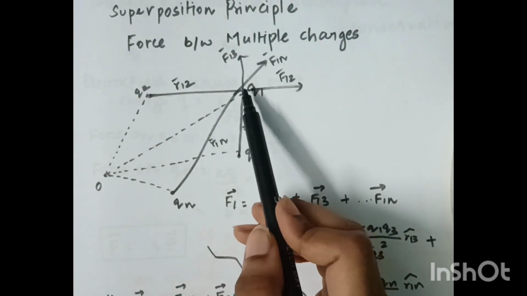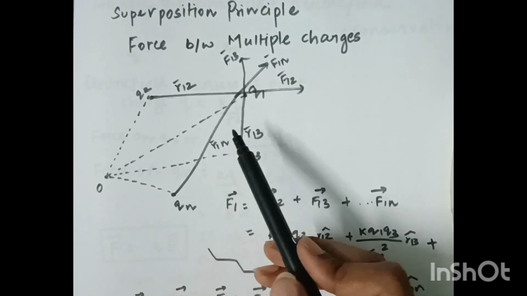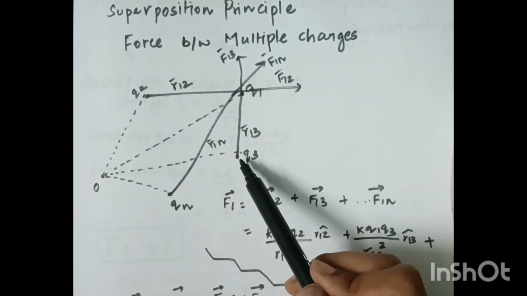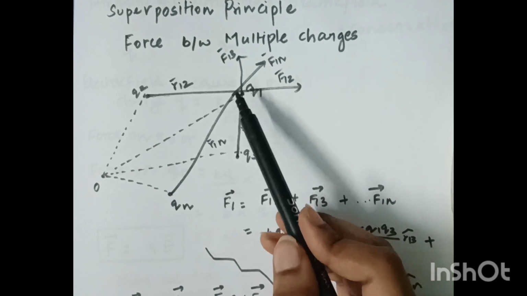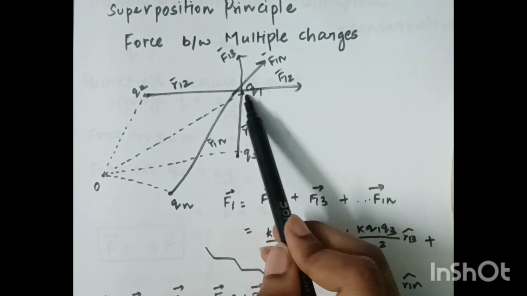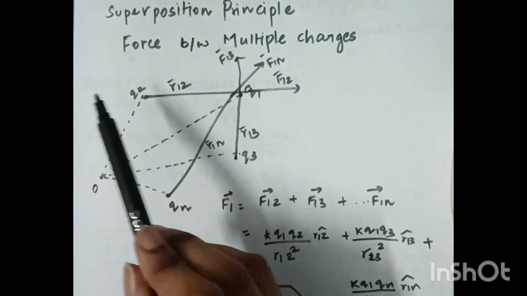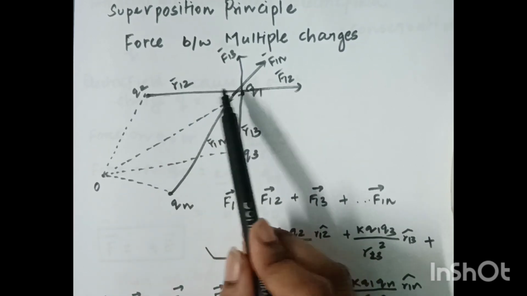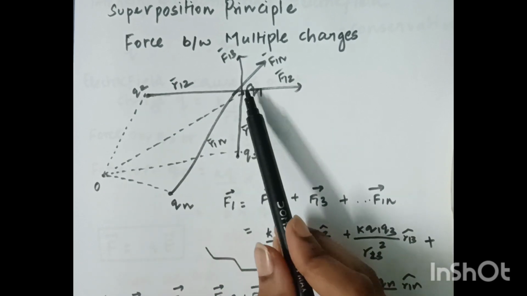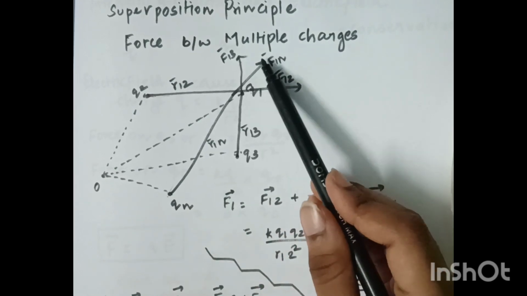So here we have q1, q2, q3, and similarly a number of charges up to qn. The distance between q1 and q2 is taken as r12, between q1 and q3 as r13, and between q1 and qn as r1n. Now we want to find the force on q1 because of all these charges. It will act along the line joining the charges. Between q1 and q2, the force is in this direction. For q1 and q3, the force will be in this direction. For qn and q1, it will be in this direction.